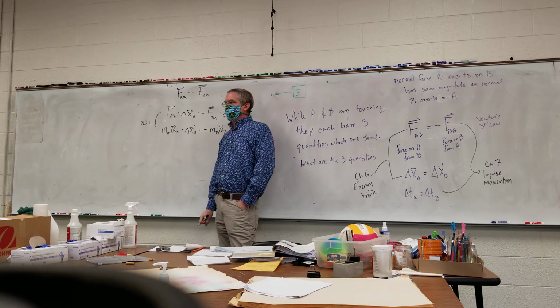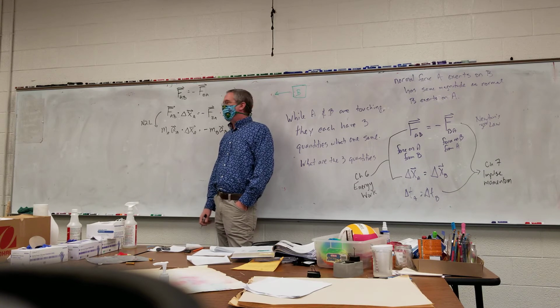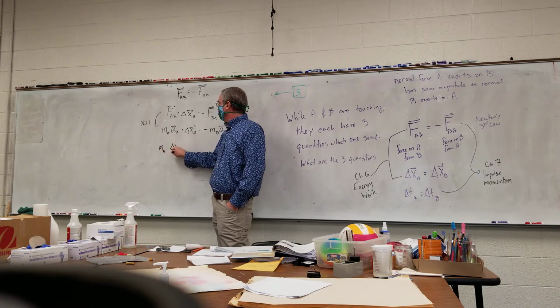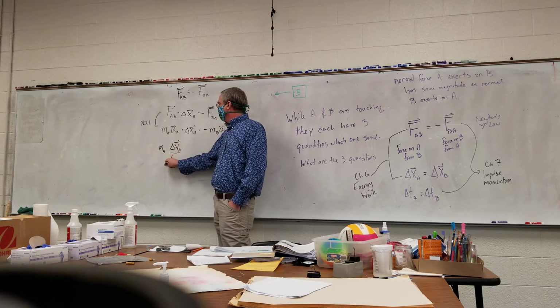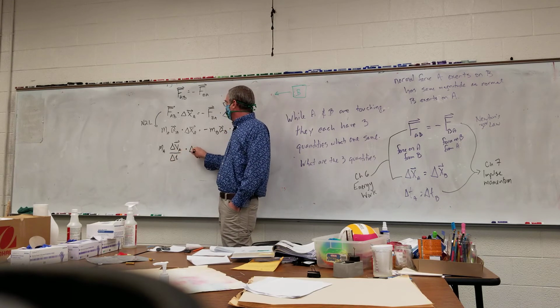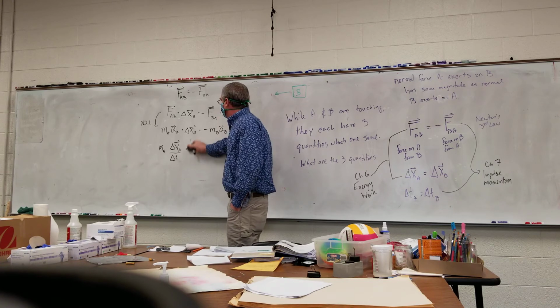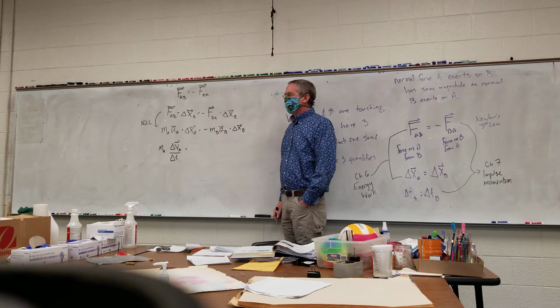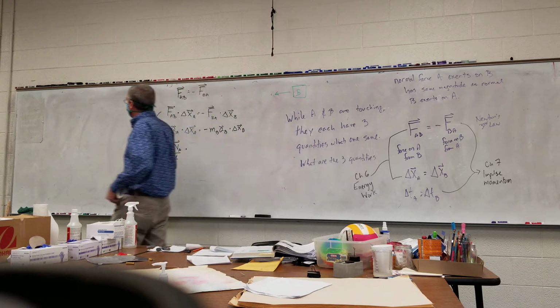What is acceleration? The formula. Change in velocity over change in time. That's the one. So this is mass of A times the change in velocity of A over how much time took place, dot delta displacement. Now what's the formula for average velocity?